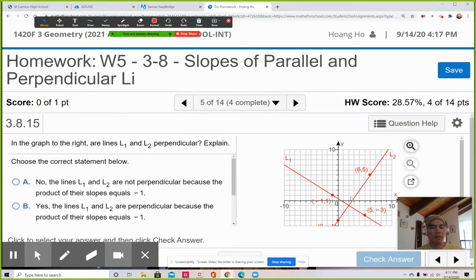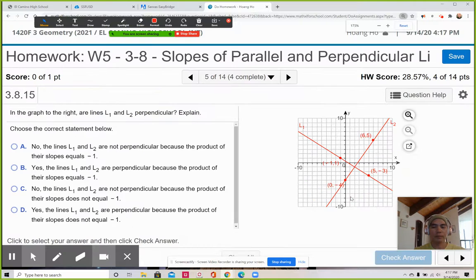Okay, so in number 5 now, they give you the graph of two lines and they ask whether the two lines are perpendicular. So let's take a look at the slope of each line.